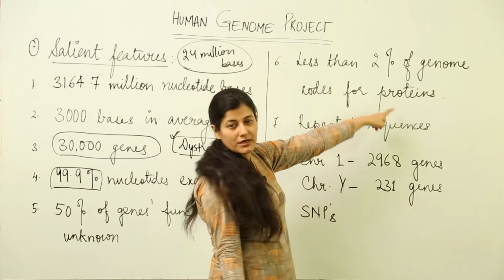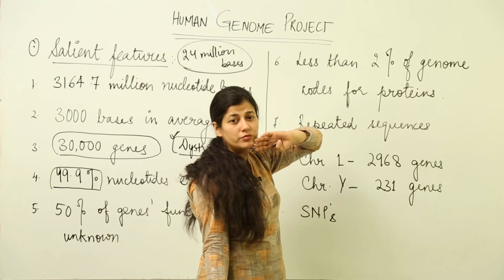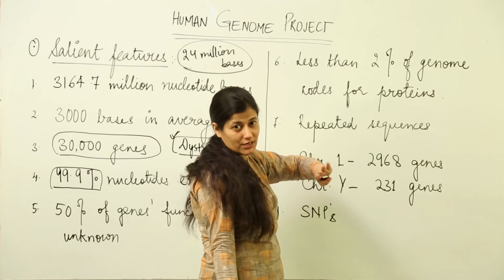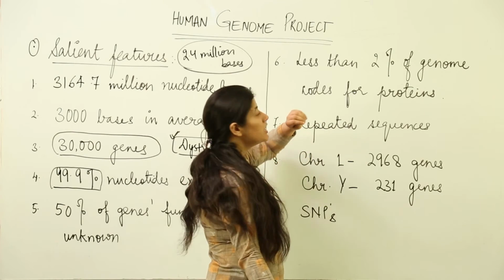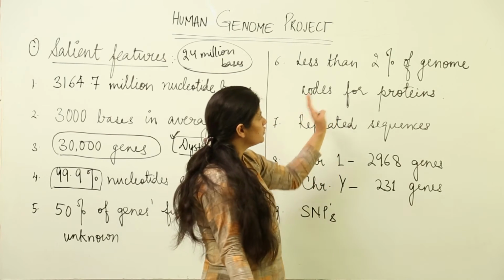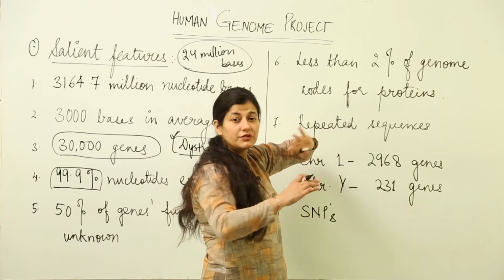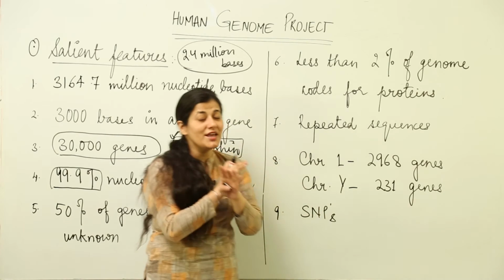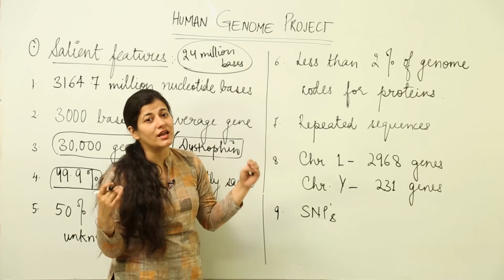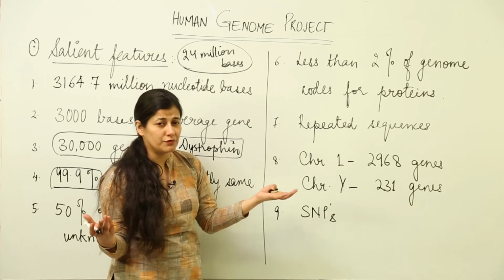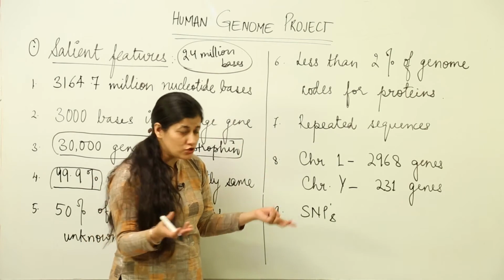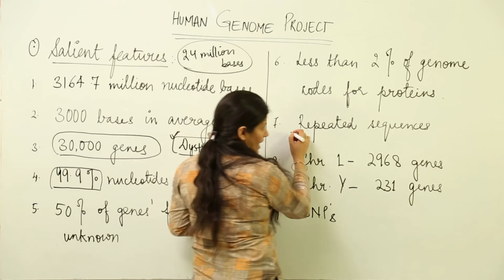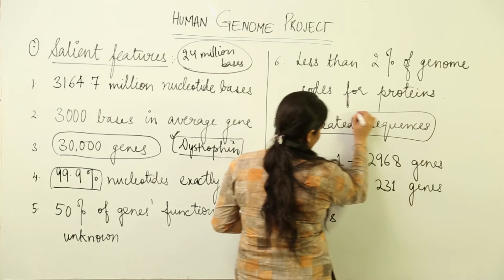Less than 2% of the genome is coding. The rest of the genome is a sort of wastage, you might think, but that is not the case. We will get to know why it is not a wastage, but it is only 2% of the genome which is coding for the proteins. That means out of the 3 billion base pairs, only 2% are coding for the proteins, the rest are present there as such. What function they perform, we don't know, but we get to know from this Human Genome Project that the remaining part has repeated sequences.